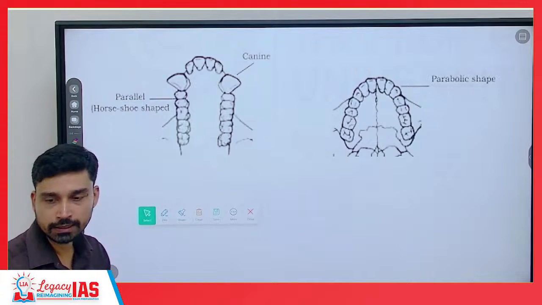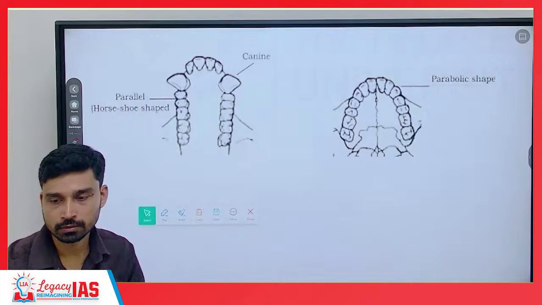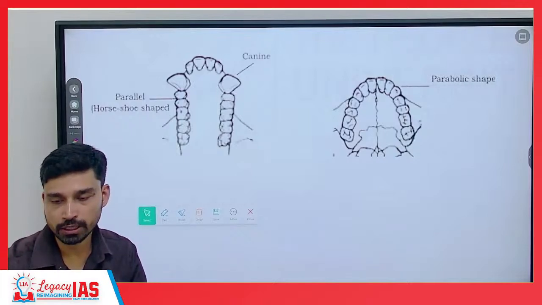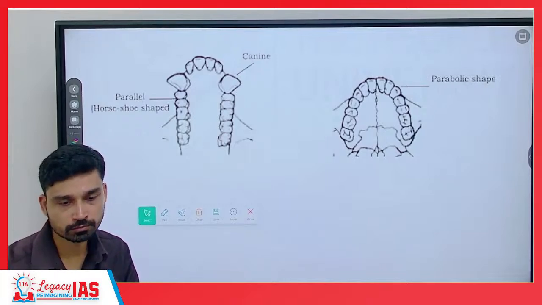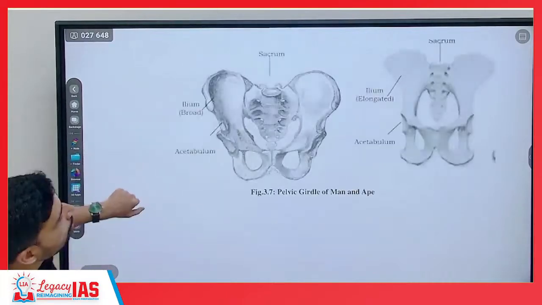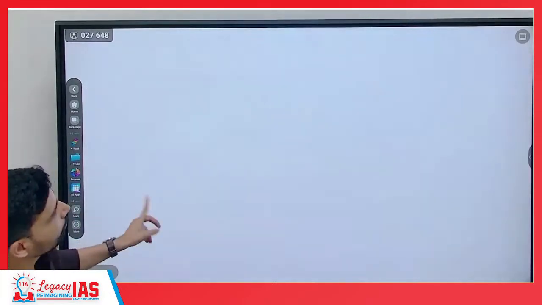On the other hand, in apes, culture is missing or has not developed. So this is what we have to study in the comparative anatomy of man and apes.